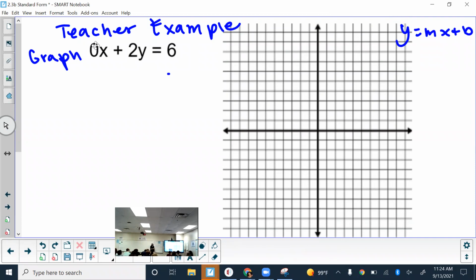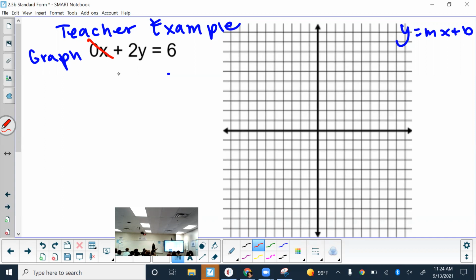So notice though what happens. We have 0 times x. What is 0 times x? 0. So basically what happens? X just disappears. That part cancels out. Okay, I'm only asking what happens to the 0 times x. It basically disappears. It cancels out. It becomes 0.